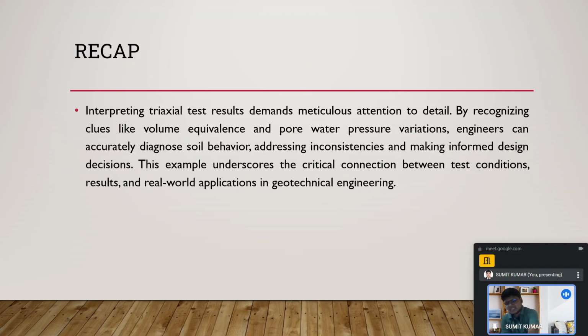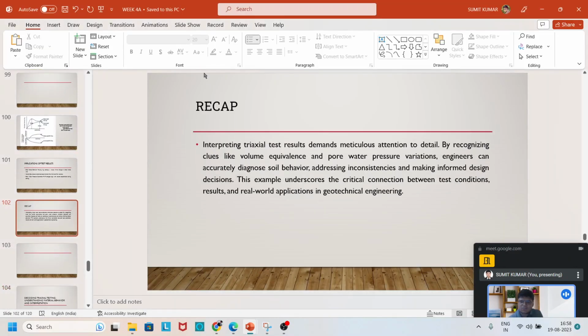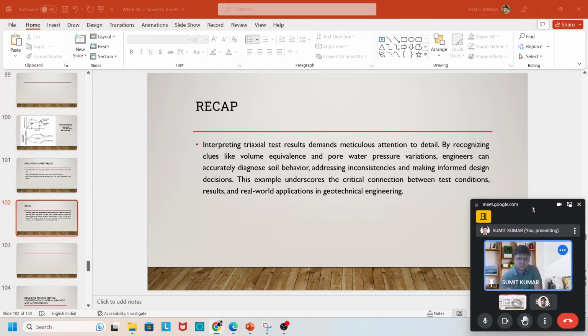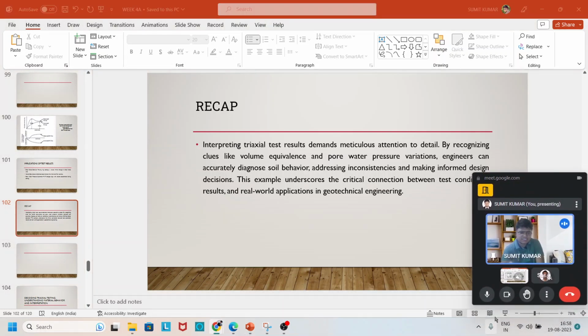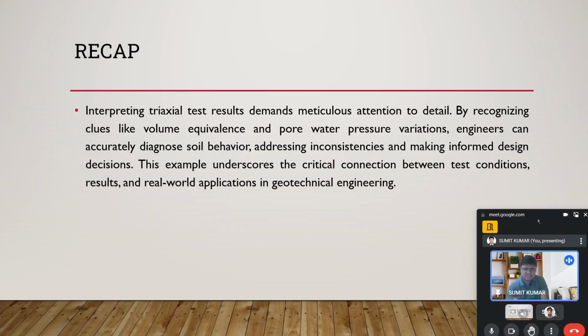Now I will recap these sections for you. Afterward I will take a small problem, and no, one more section is there. Okay, one more section is there. I will take 5 more minutes today before ending my session.